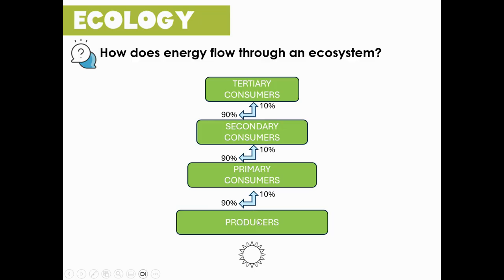So as we move from one trophic level to the next, 10% of that energy is going to be transferred to the next level. 90% of that energy is going to be lost to metabolic processes and heat. So all the cell processes that we talked about this year that organisms have to go through, and the metabolism that the organisms need to burn off this energy, 90% of that will be lost.